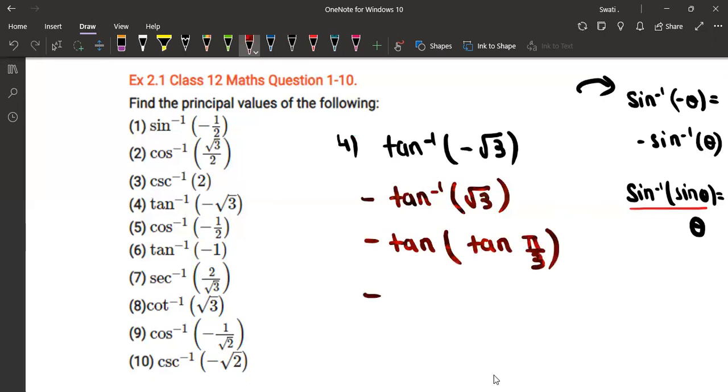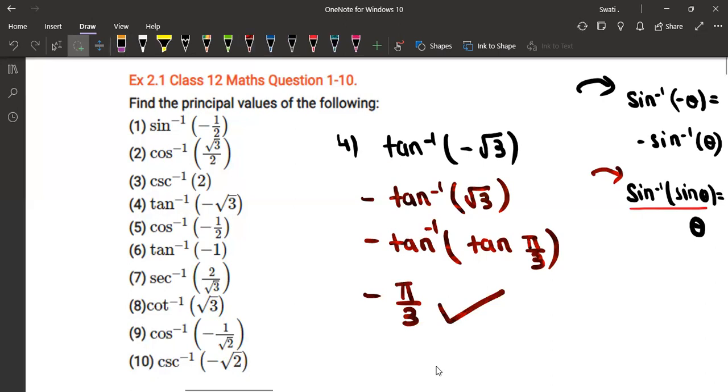Now, just the way again, see, this is so simple. If you just observe that all the formulas are almost similar, so sine inverse sine theta is theta. Similarly, we have tan inverse tan theta is also theta only. So using that, it will become minus pi by 3. And that's the answer. So here it is minus pi by 3.